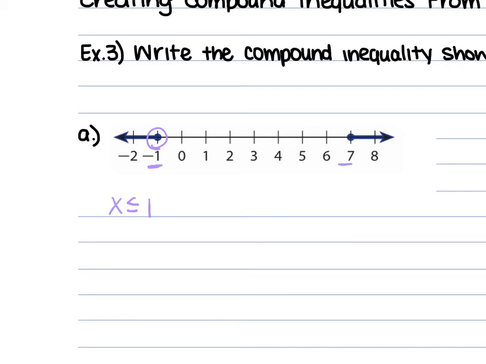For this 7, it is closed, so again, it's going to be equal to. The line points to the right, so the sign's going to point to the right, and then we're just going to put the x in there. Now, because these two lines are facing opposite of each other, this is going to be an or statement, so when we write it, it's just going to be x is less than or equal to -1, or x is greater than or equal to 7.